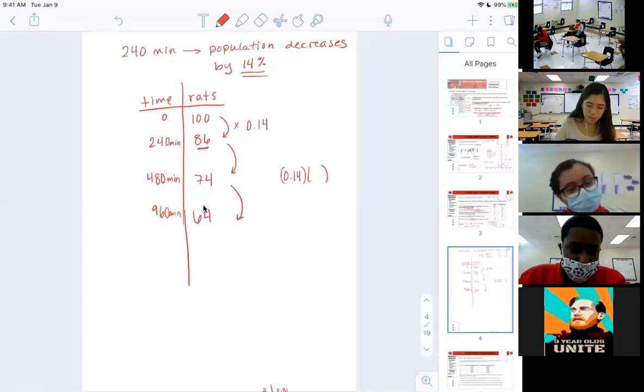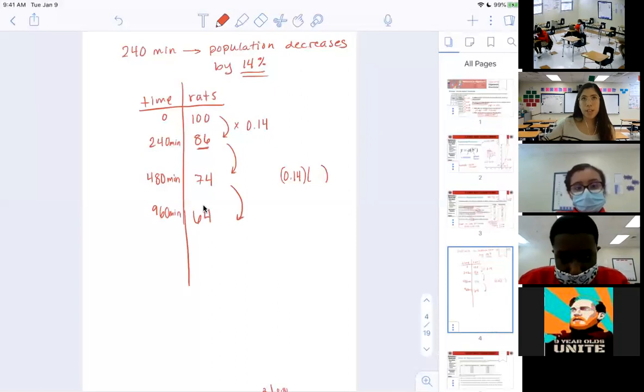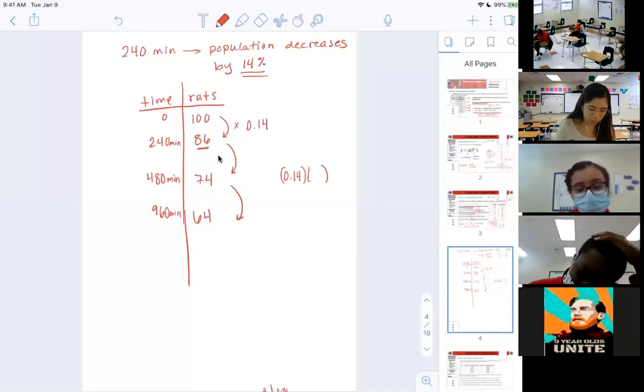So notice what's happening, right? Each time it goes down by 14%, but the number you're taking that from also goes down. So that doesn't mean that all of them are going to die after, what did you say before? 1,715. Okay, let's do it one last time then.